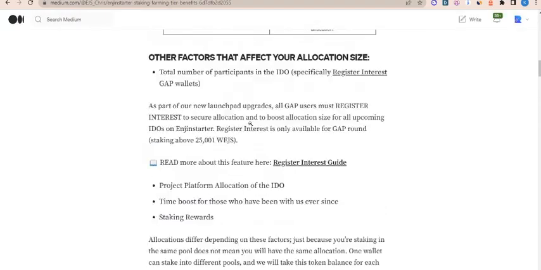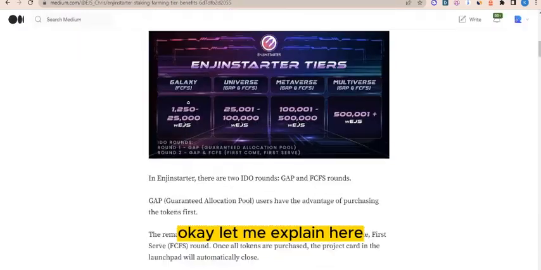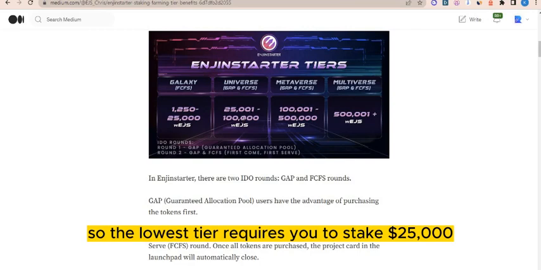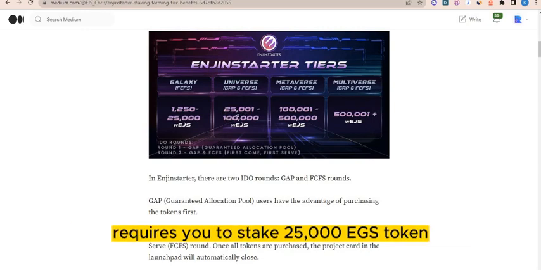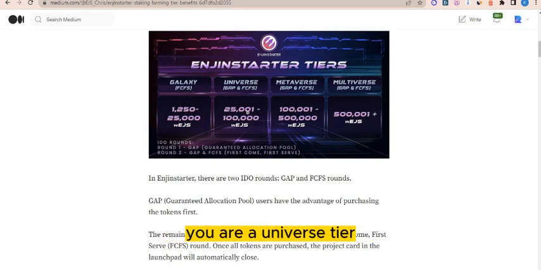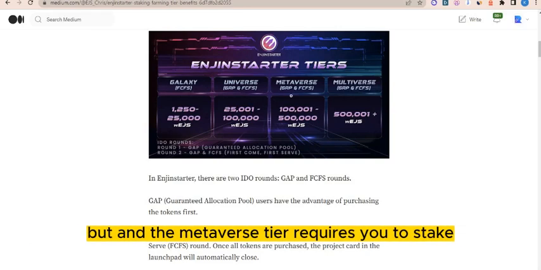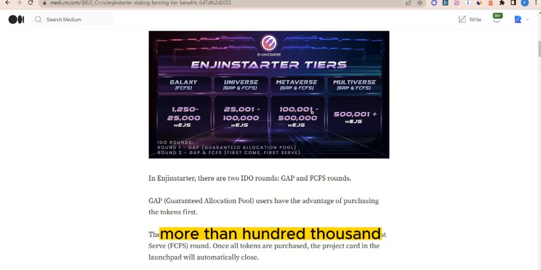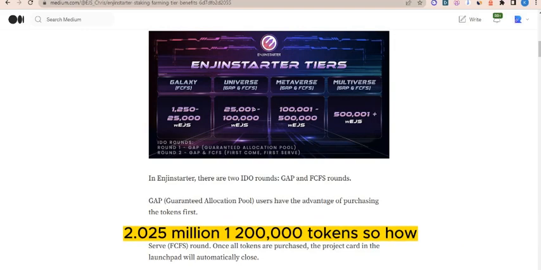Let me explain here. The lowest tier requires you to stake 25,000 EGS tokens. If you have staked this much, you are a universe tier. The metaverse tier requires you to stake more than 100,000 EGS tokens. But what happens to people who have staked between 25,001 and 100,000 tokens?